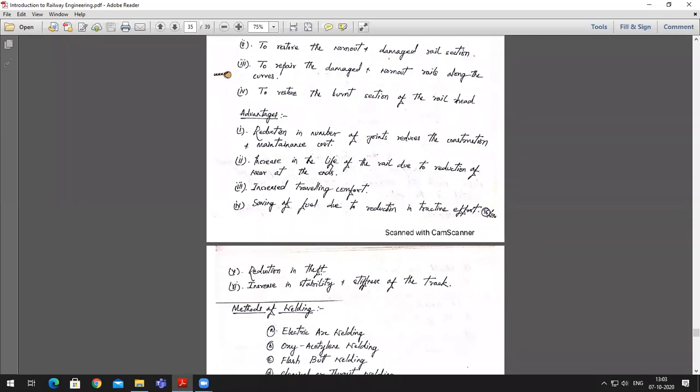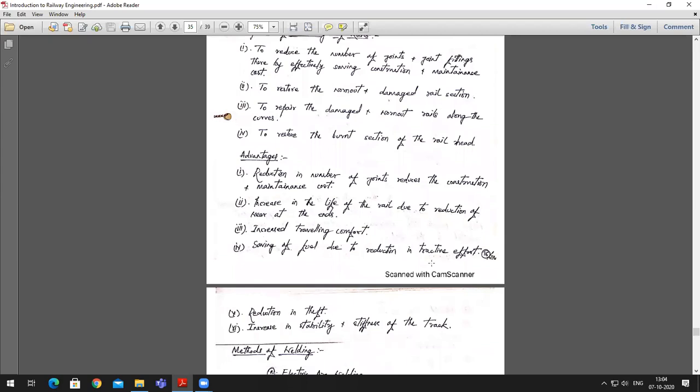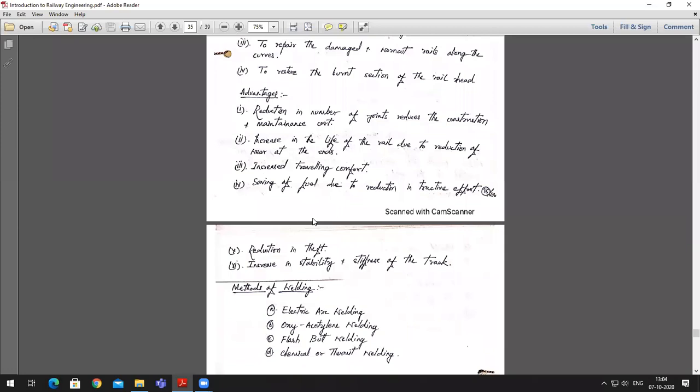So when you join these rails together, 12 meters each, with the help of welding, it will not be possible for the thief to lift all 5 rails which are welded together. It would be very heavy. That's why the chances of theft are reduced. Then it also increases the stability and stiffness of the railway track. So these are some of the advantages of welding the rails together.